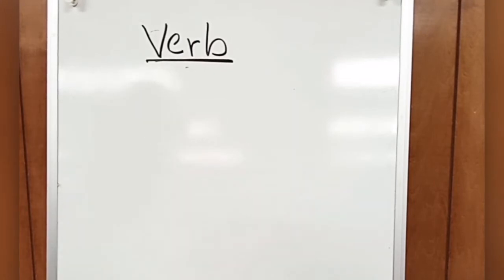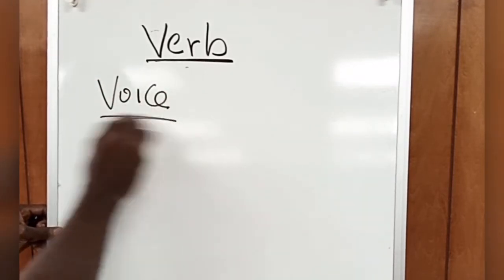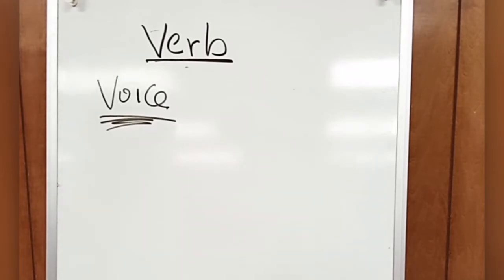Present active indicative verbs. The idea of present tense in Greek is that the action is going on, it is continuous or repeated. In Greek, we have voice. This voice means that a verb is active. That is the voice. So the verb has an active voice when the subject is performing the action. Secondly, the verb has a passive voice when the action is being performed on the subject.